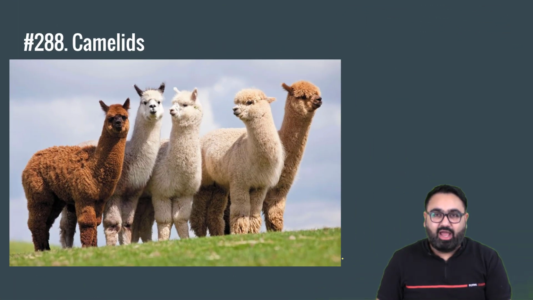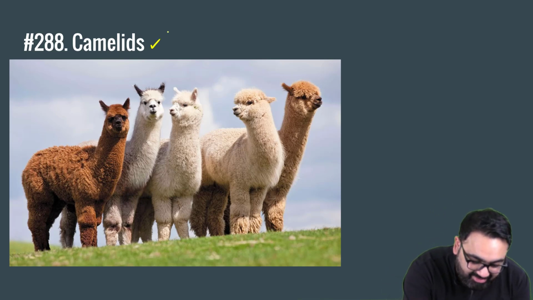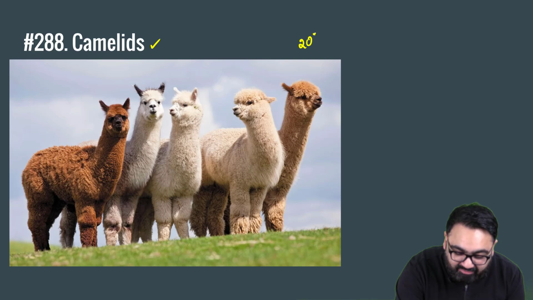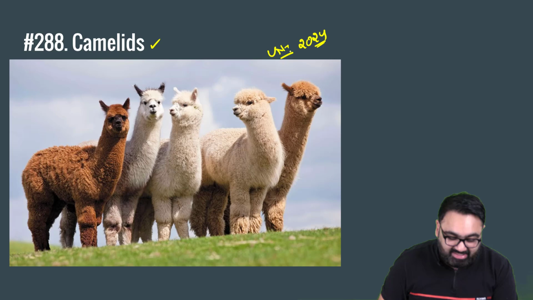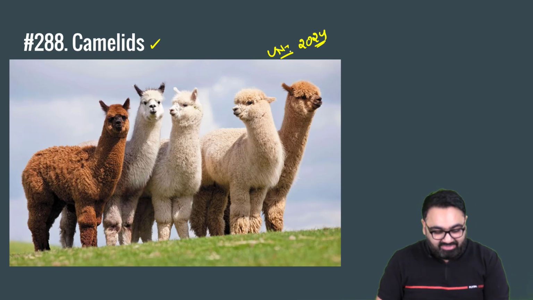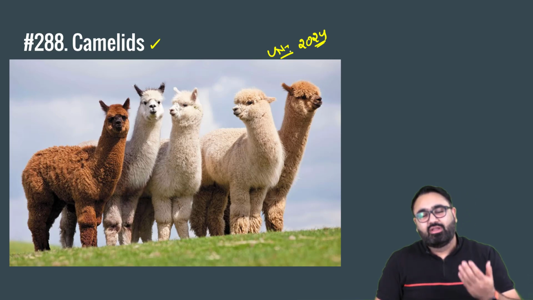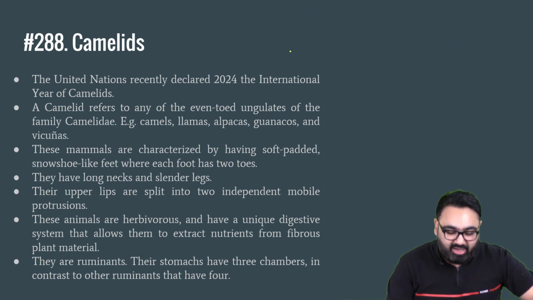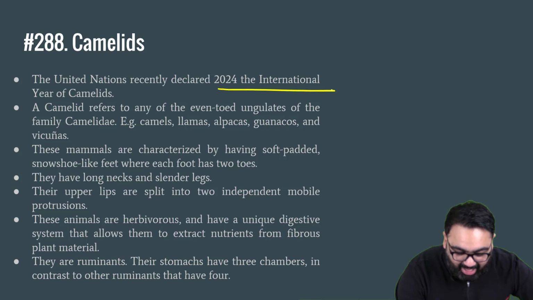Moving on to these cute animals called the camelids. Why were they in the news? Because the UN had declared 2024 as the year of the camelids. That is why these species are important. As the name suggests, and as the photo also tells you, these belong to the same family as camels. So the UN declared 2024 as the International Year of Camelids.